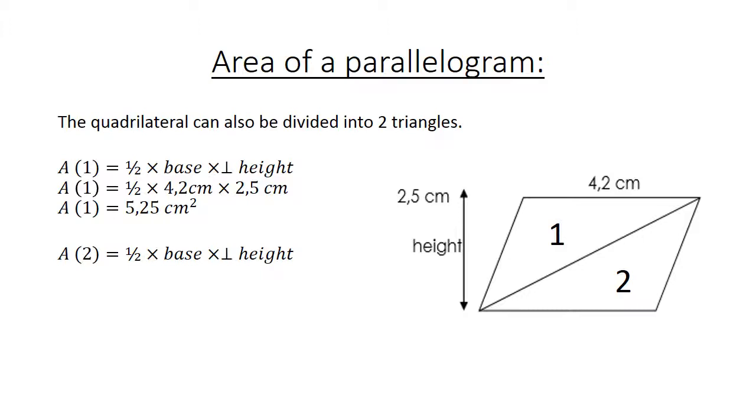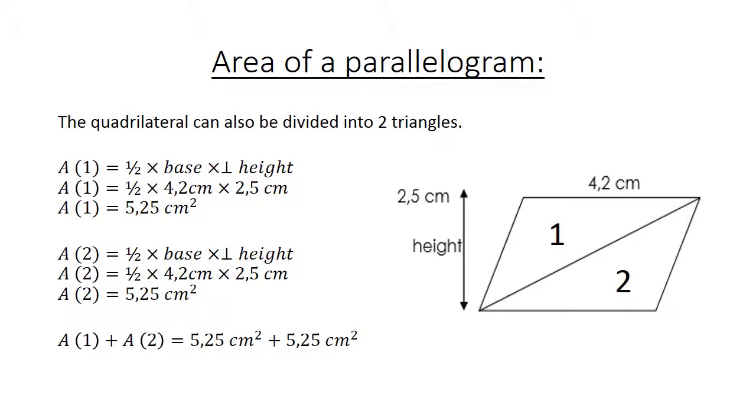We go to triangle 2 equals a half times base times perpendicular height equals a half times 4.2 centimeters times 2.5 centimeters equals 5.25 centimeters squared. If we add the area of 1 plus the area of 2 equals 5.25 centimeters squared plus 5.25 centimeters squared equals 10.5 centimeters squared, the same as our previous example.